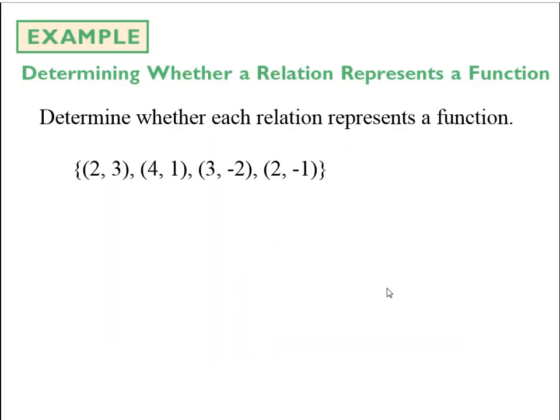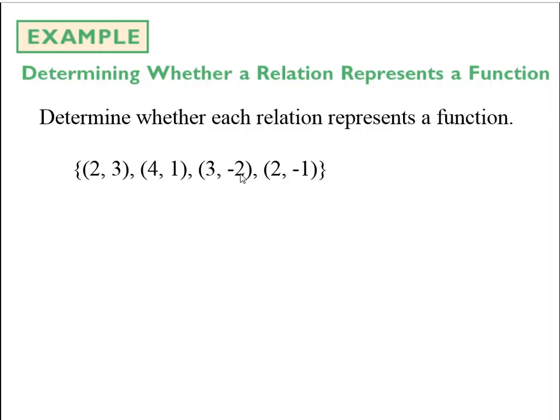All right, so let's take a look at a couple more examples. Instead of mappings, let's look at ordered pairs. So here's an ordered pair. Now remember, these are mappings. The element of x equals 2 maps to the element of y equals 3. The element of x equals 4 maps to the element of y equals 1. The element of x equals 3 maps to the element of y equals -2.